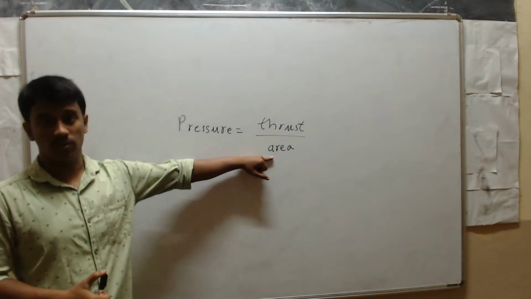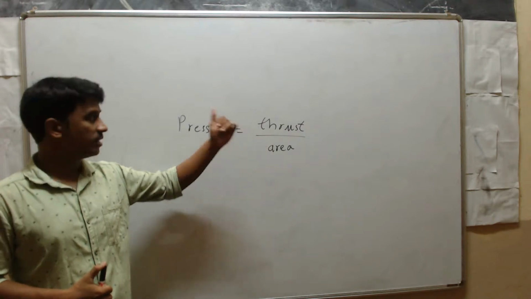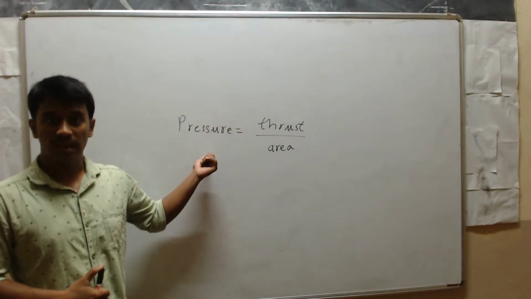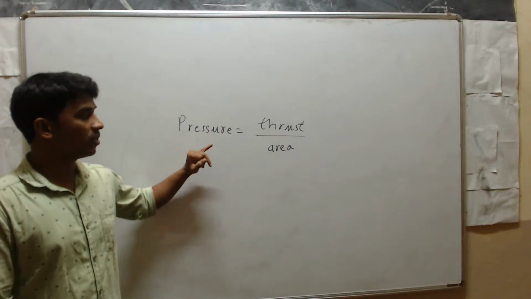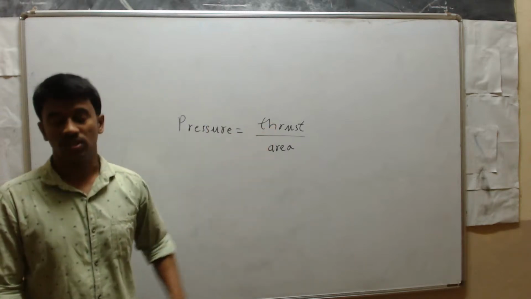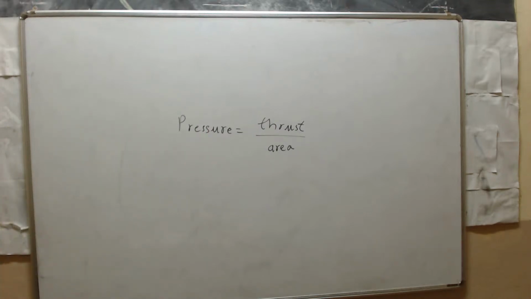And area is how much area it covers. If it covers more area, then the pressure is less. If it covers less area, then pressure is more. So to calculate pressure, we have the formula, thrust divided by area. Then what is the SI unit of pressure?